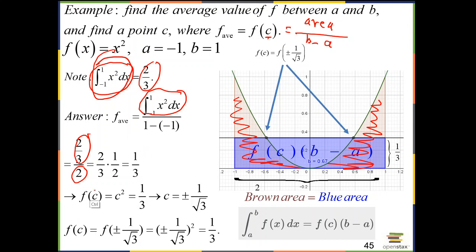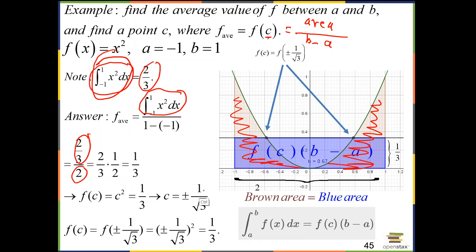Now, what is f of c? F of c is f of x when we substitute c for x, right? So that's c squared. That's f of c. What is it supposed to equal? It's supposed to equal this number, 1/3. So we have to find a c that makes this true, and looks like we have two numbers that make that true, right? So we got two c values, 1 over square root of 3 and -1 over square root of 3. You just have to take the square root of both sides, right?